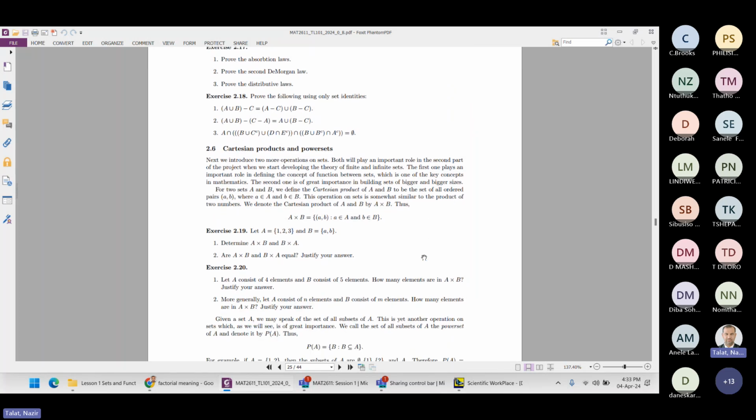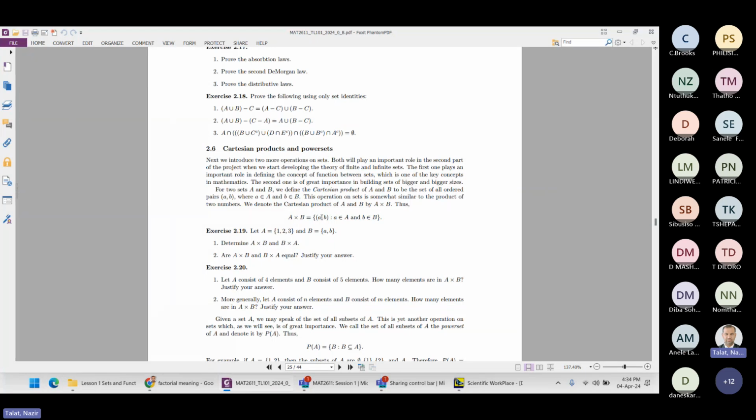So the next thing is about the Cartesian product and the power sets. If you have two sets, we can define A cross B. A cross B means the collection of all ordered pairs (a, b) where a is coming from A and b is coming from B. For instance, if A is the set {1, 2, 3} and B is the set {a, b}, then A cross B contains six elements, 3 multiplied by 2: the first element is (1, a), the second is (1, b), the third is (2, a), the fourth is (2, b), the fifth is (3, a), and the sixth is (3, b).